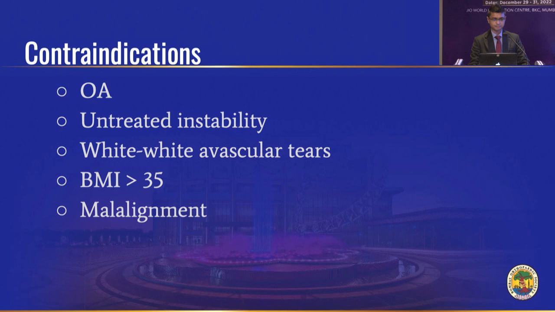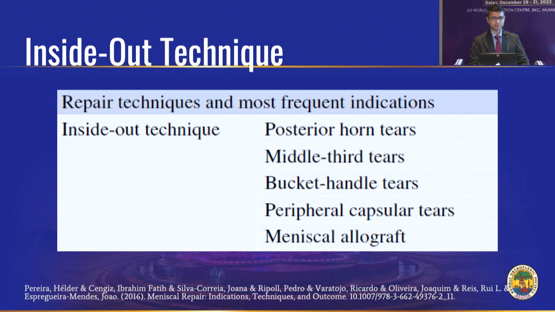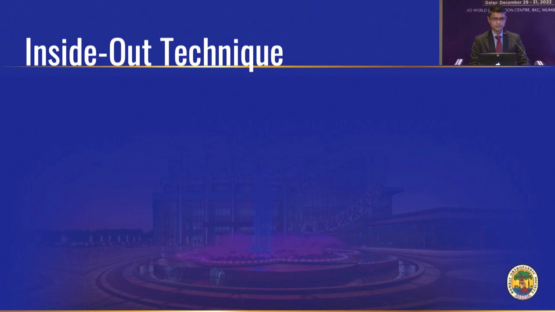So going to the inside out technique, what are the indications? So these would be catered to for the posterior horn tears, middle third, bucket handle tears, peripheral capsular tears, and where meniscal allografts are being put into place. Inside out techniques are still considered the gold standard.